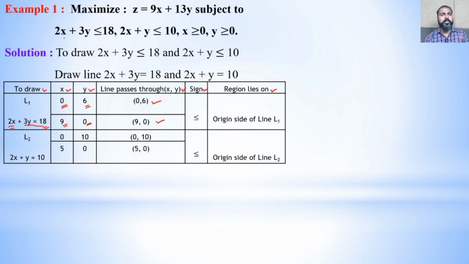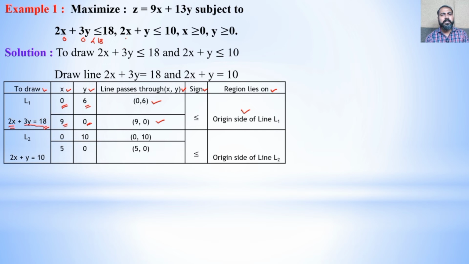When we put x = 0 and y = 0 in LHS of inequation, we get 0 + 0 which is equal to 0, and we know that 0 is less than 18. Hence, the region is origin side of line L1.